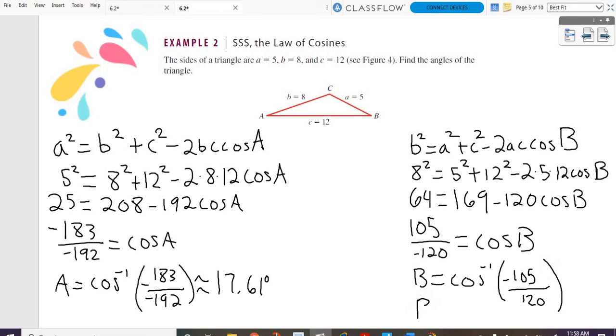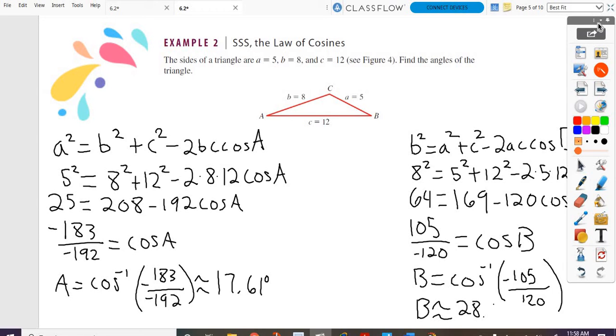And so we get that B is approximately what? 28.9. So you might check your fraction that you got the same thing as me and check it when you plug it into the calculator that you put it down right. Okay? And then how can we find big C?